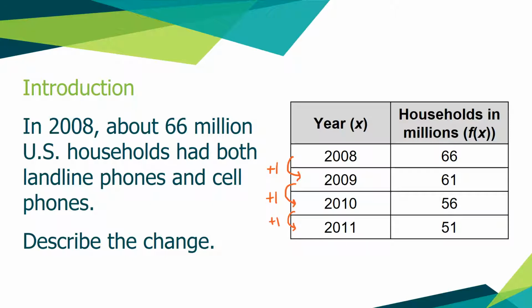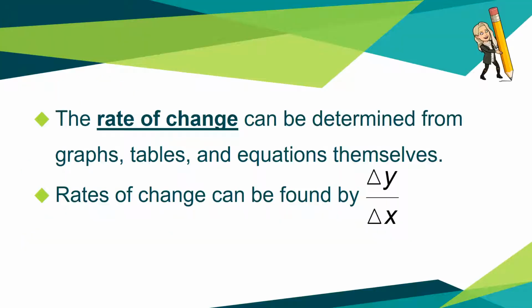And then as we went over to our y values to look at the change in our y values, from our first y value to our second y value, 66 to 61, we would go down 5. From 61 to 56, we go down 5. And from 56 to 51, again, we go down 5. So this is how we describe that change when we're given a table in Algebra 1. We're going to revisit this after we understand the definition of rate of change. So don't forget this. We'll come back to it.